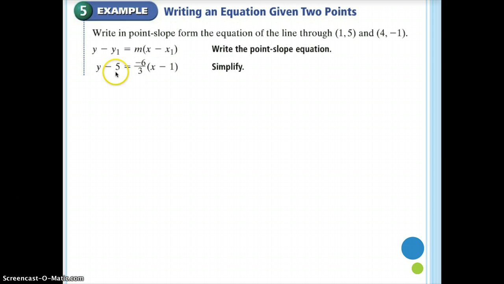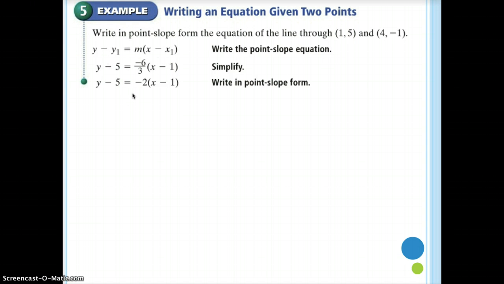They also plugged in 5 and 1 from this point here into the formula. Now they could have chosen this one or 4, negative 1. Either way would give you the correct answer. So we get, in simplified form, y minus 5 equals negative 2 times x minus 1.